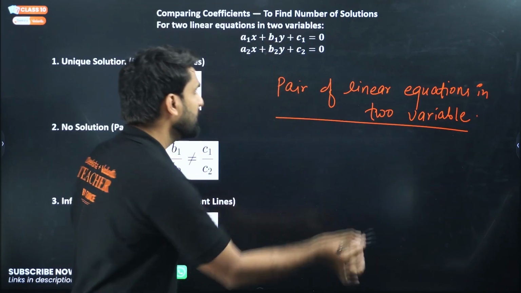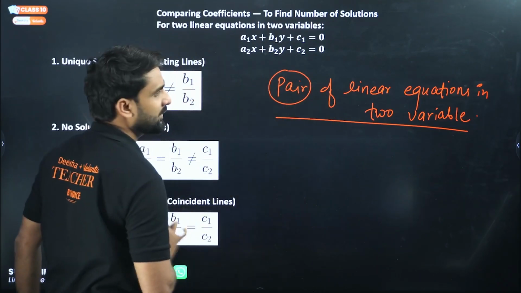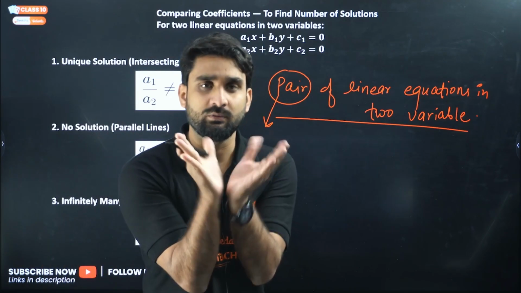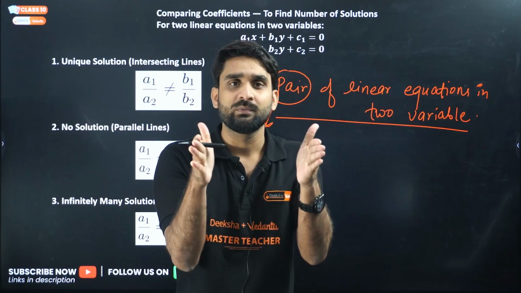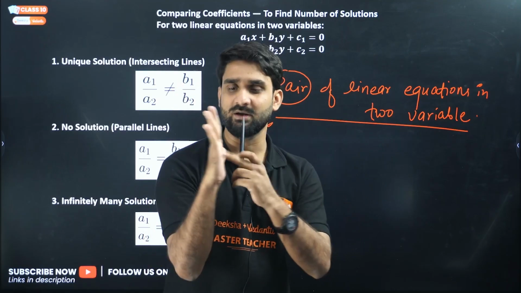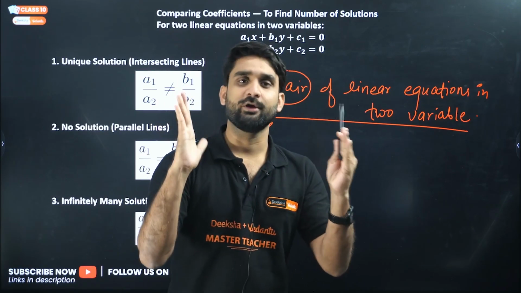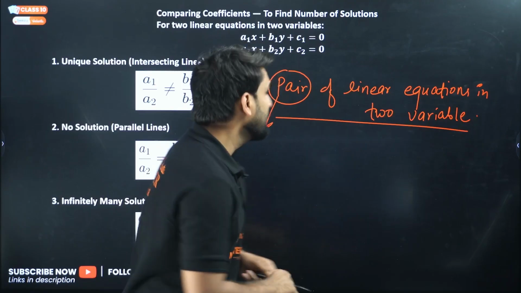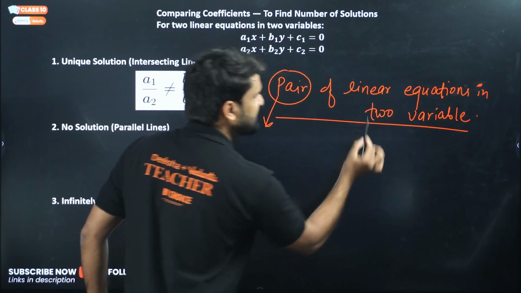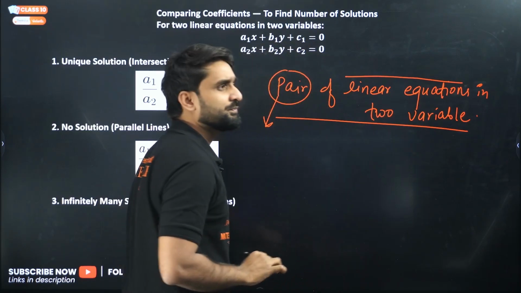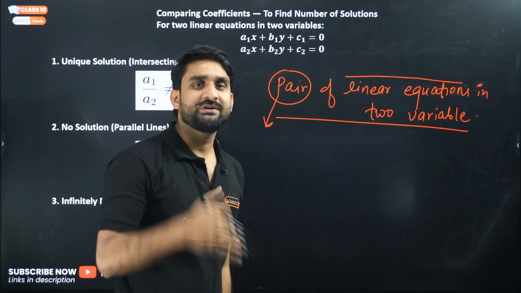So here the word pair is there, and pair means whenever we take anything in combined form, in pair form. Like one marker is here, another marker is in this hand, so we can say I have one pair of pens. Here, what kind of pair is this? Linear equations. You must know what is called linear equations. The equations whose degree is equal to 1.